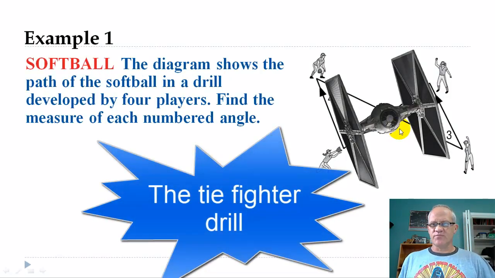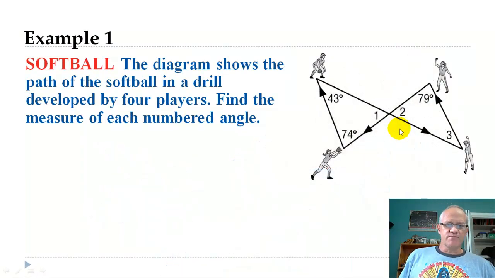Here's a diagram, a softball team. They've made a drill here, and they throw the ball around in some crazy fashion. But our whole thing is we want to find the measure of each angle here. So using what we've known, let's try to find angle 1, angle 2, and angle 3. Where would you start? I would look at the two triangles. In this triangle over here, I have 43 and 74, and all I'm missing is one angle, angle 1.